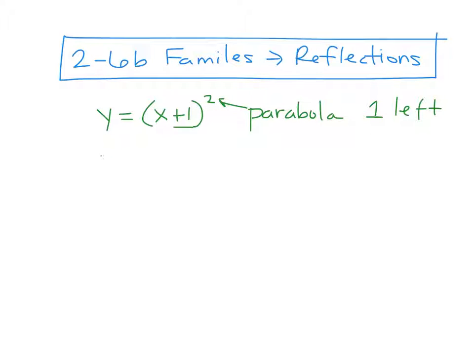Okay, what about this one? Shape of the graph. This is a parabola, so still the U. Right? U-shaped curve. Where are you moving? Up 4. Okay, good on that.